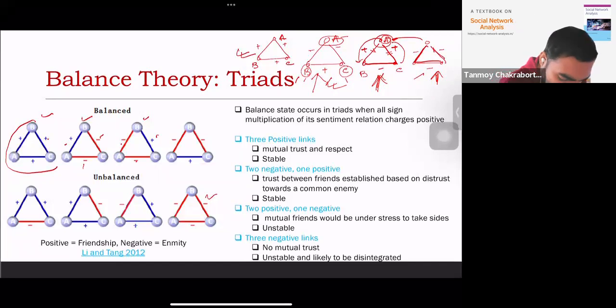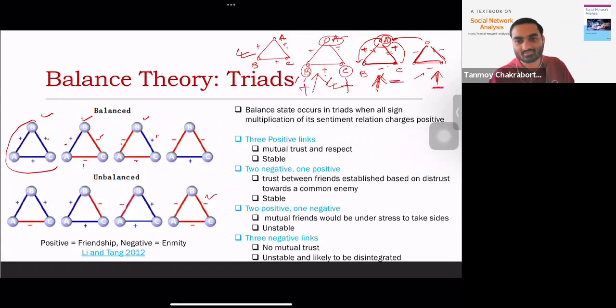Okay. Now, intuitively, I hope this is understandable. But how quickly can you remember this? You just multiply the signs. So plus times plus is plus. Minus times minus is plus, and then plus. So this is plus, and this is plus times minus is minus, and this is also minus. So in a very crude way of saying, if the multiplication of signs is plus, then it's a stable structure. Otherwise, it's an unstable structure.